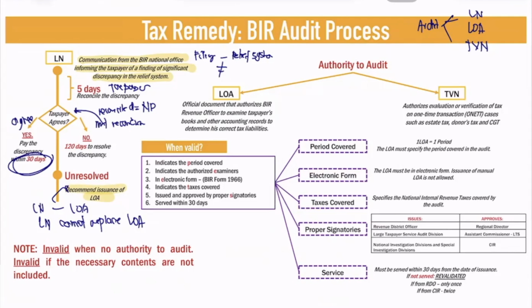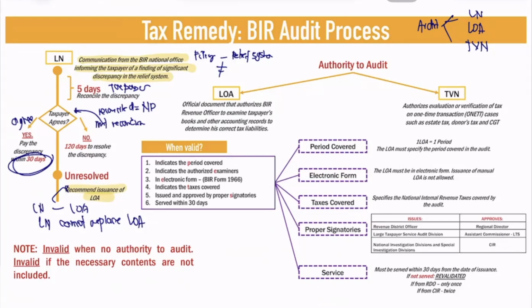Now, let's go to the authority to audit, assuming it will now go to an LOA. What is an LOA? Basically, there are two main authorities to audit. In short, assessment starts with this. We need to determine the type of tax to be audited. Is it a recurring tax or a one-time tax? If that is a recurring tax, then generally the document for the authority to audit is the LOA. But if that is a one-time tax, then the document for authority to audit is the TVN.